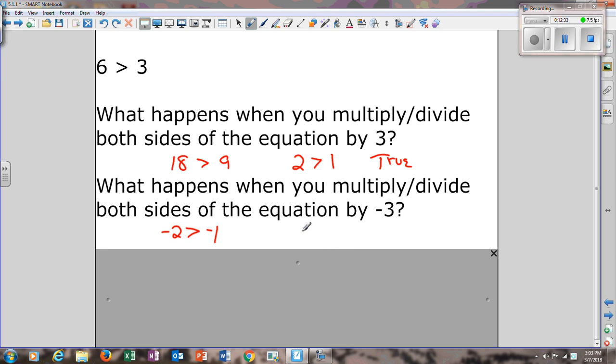Let's see what happens whenever we multiply. 6 times negative 3 is negative 18. 3 times negative 3 is negative 9. Negative 18 is greater than negative 9. That is also not true. So this produces a falsehood.